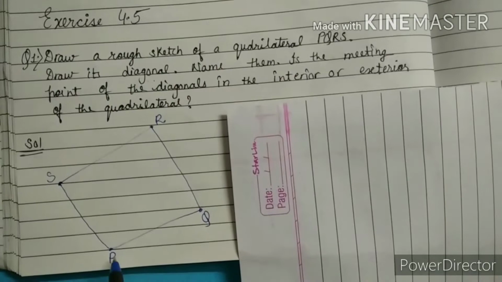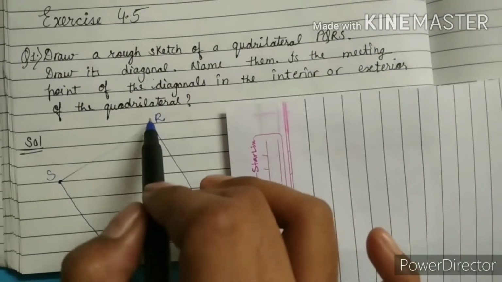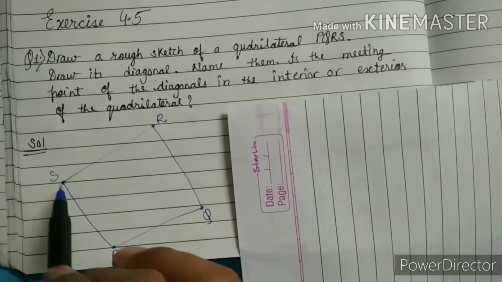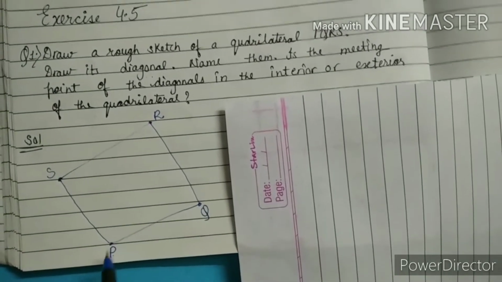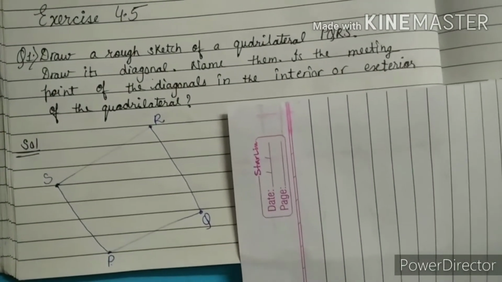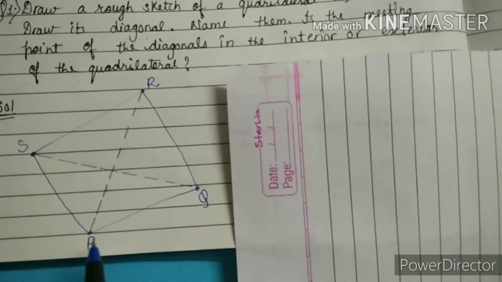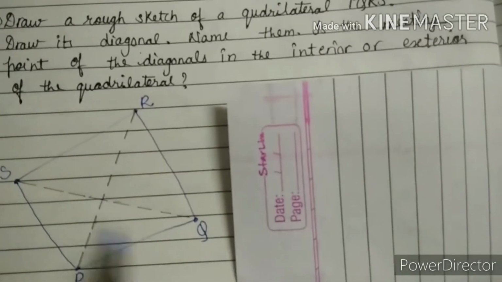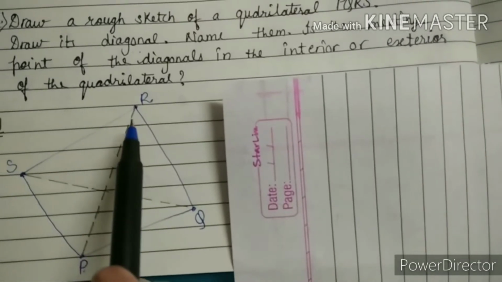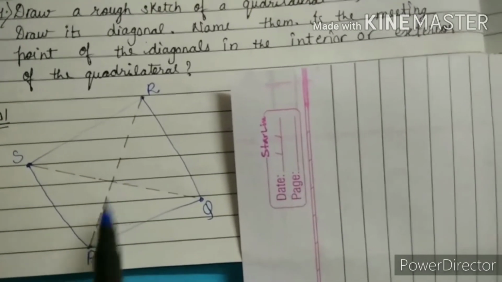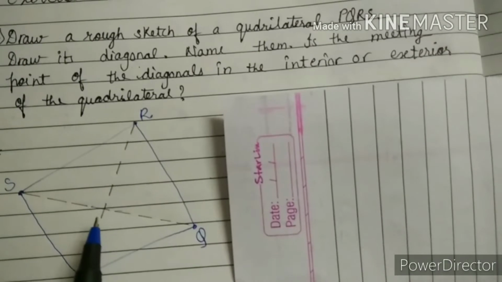It does not mean you have to join from this to this. You have to join with a line segment from one vertex to the opposite vertex. Let's see how to join. As you can see, I drew line segments between P to R and Q to S. They are diagonals, and for understanding we are drawing the diagonals with a dash line.